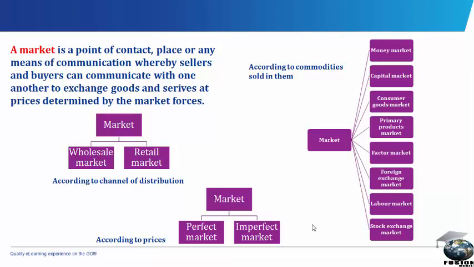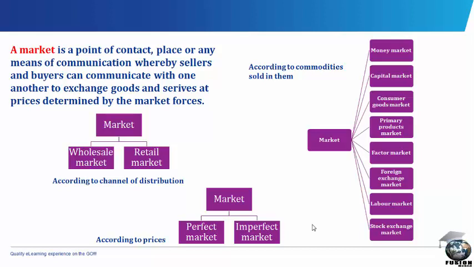According to prices, we have the perfect and imperfect markets. A perfect market may be defined as a market where neither the sellers nor buyers can influence the prices of goods and services because they are many in number. It is also called the competitive market or perfect competition. In such a market, identical goods are sold by many sellers at a common price.